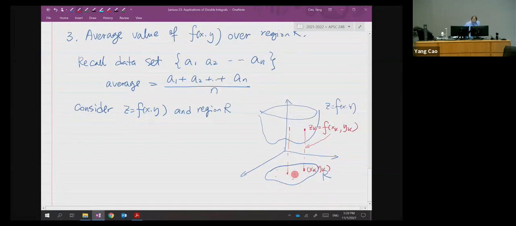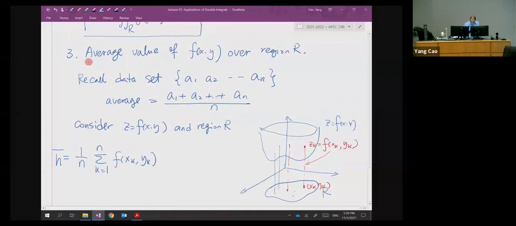So what you literally can do is pick n number of them. Let's pick n points, n locations. Each location gives me a value based on the function f. So you add up the n number of locations, so you're adding n number of heights. And then if you divide by n, you're supposed to get an average height defined by the function f within the region R.